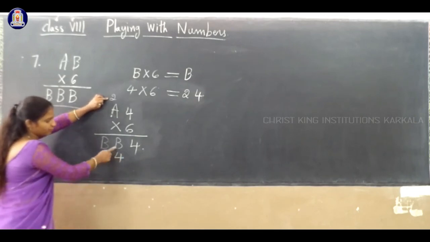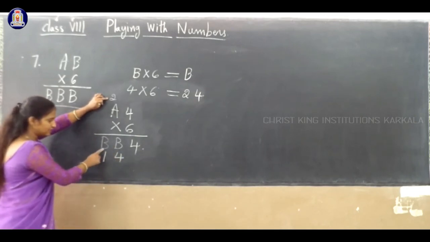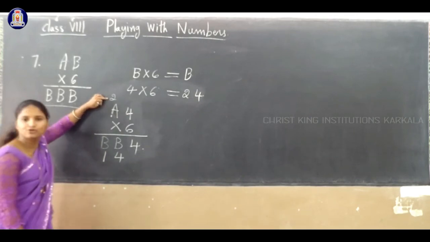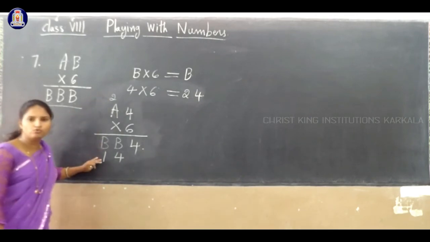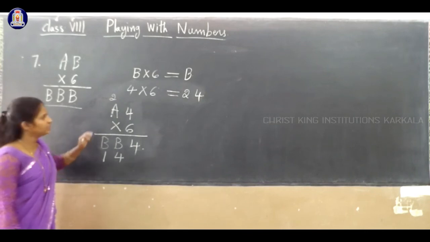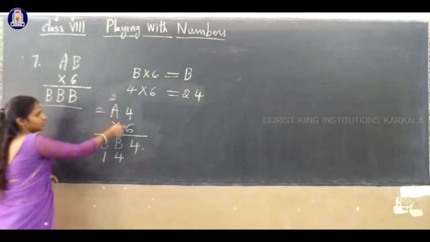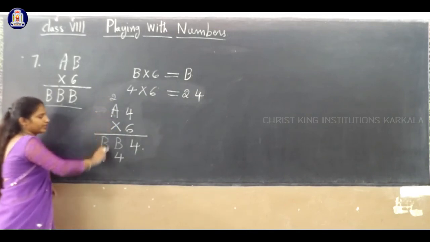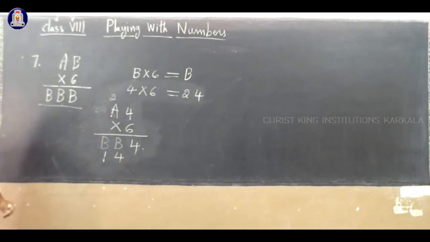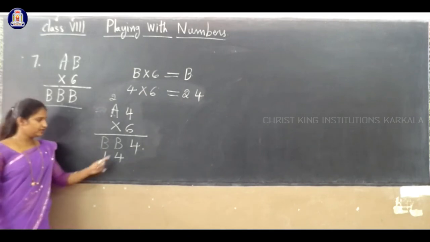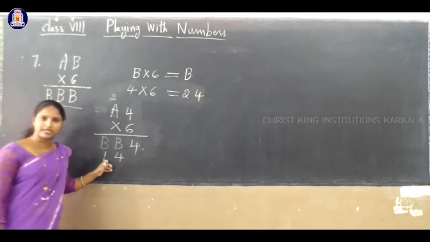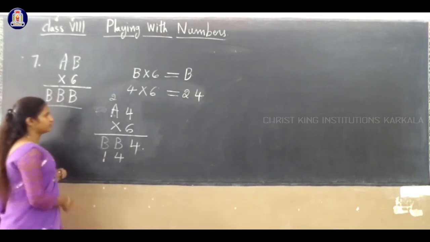Now here the value of B we got 4, but in the last digit, the last value is B. Whether that answer is 4? No. Here we got answer 1. So is it possible? If you consider A value is 2, 6 2s are 12, 12 plus 2 we get 14. So this is also not possible. Here B value we got 4, but in the next B we got 1. So that value also must be 4. So this is not possible.